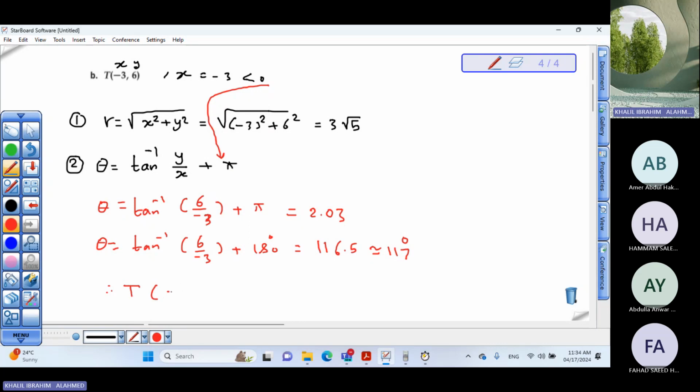We can now finally write point T as (3 radical 5, 2.03) in radian, or the same, T equals (3 radical 5, 117 degrees). Any question?